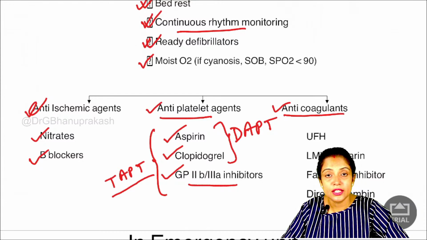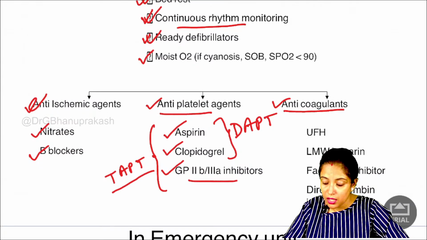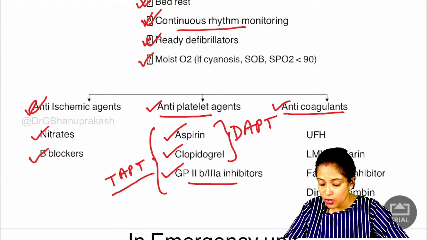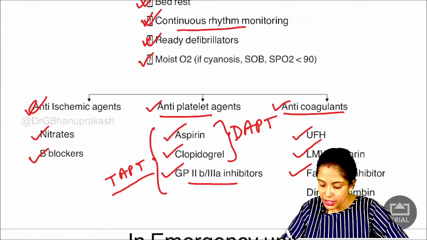Anticoagulants. Among the anticoagulants, we have intravenous anticoagulants, or we can give oral agents also. Unfractionated heparin and low molecular weight heparin are the intravenous ones. Among the oral agents, we have factor Xa inhibitors and direct thrombin inhibitors.